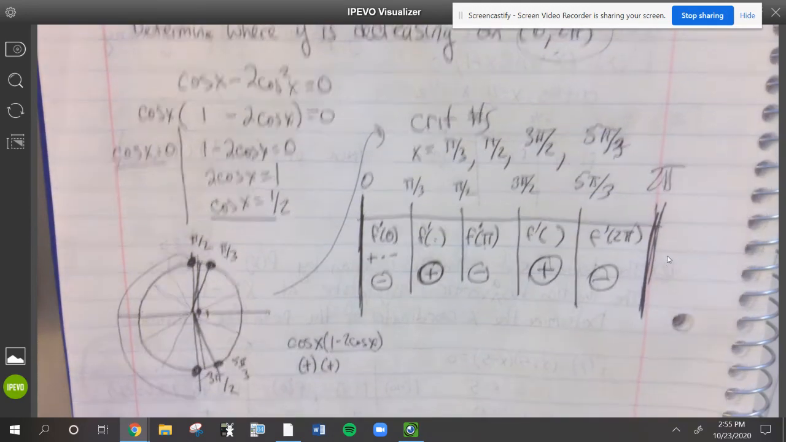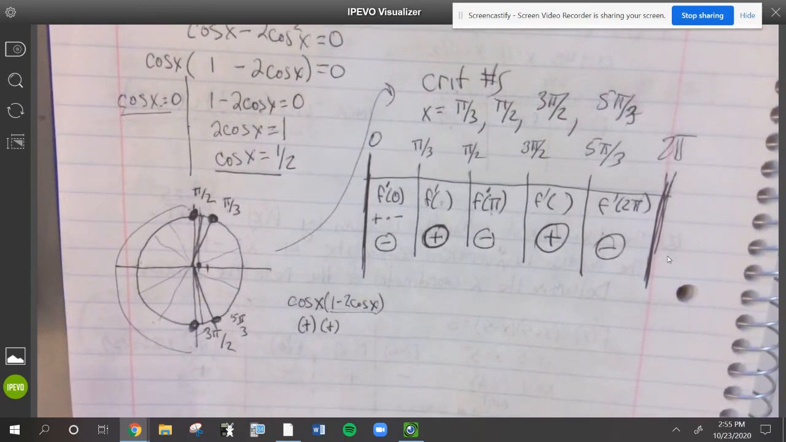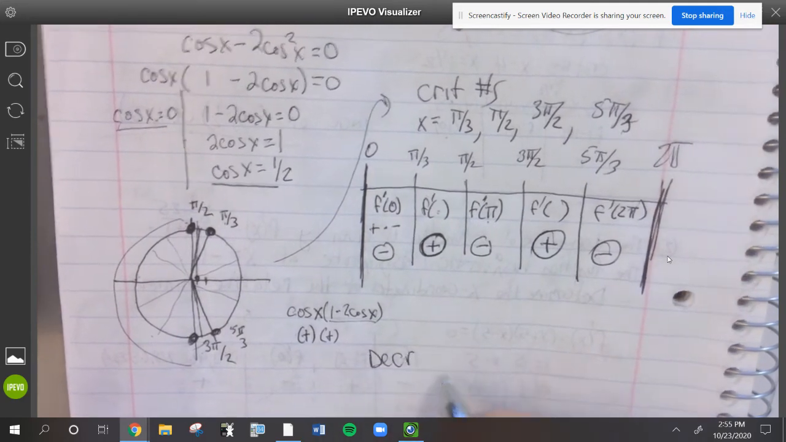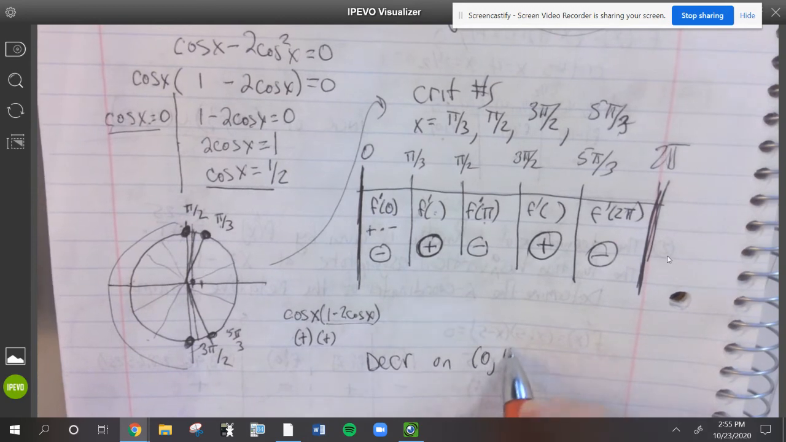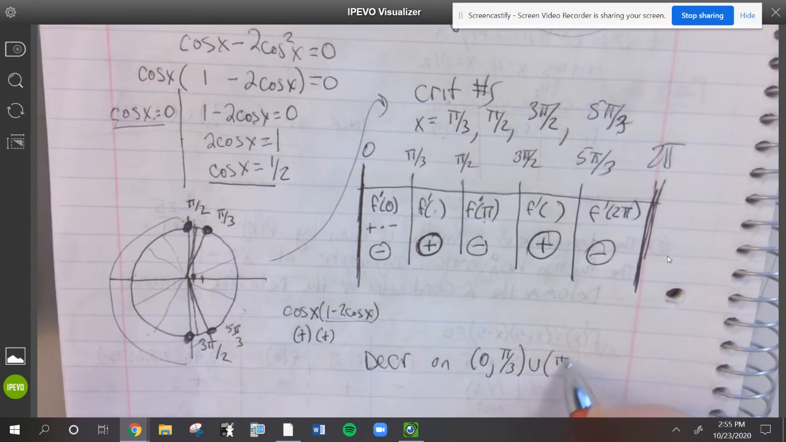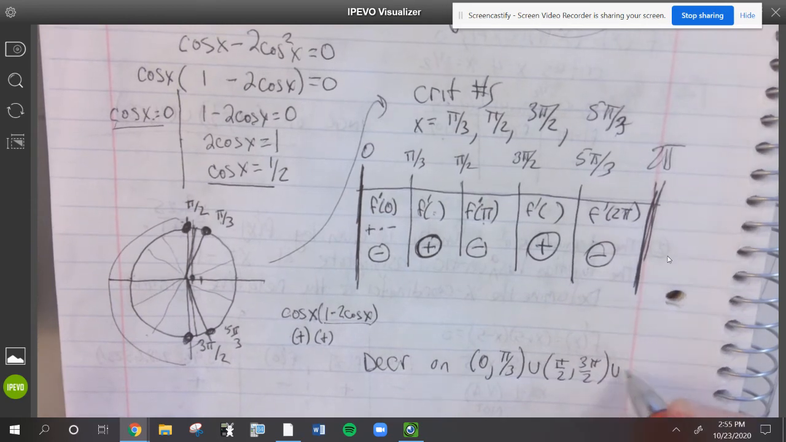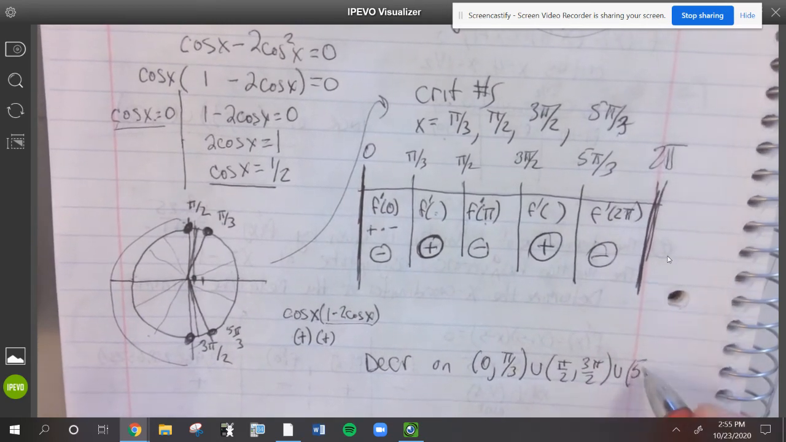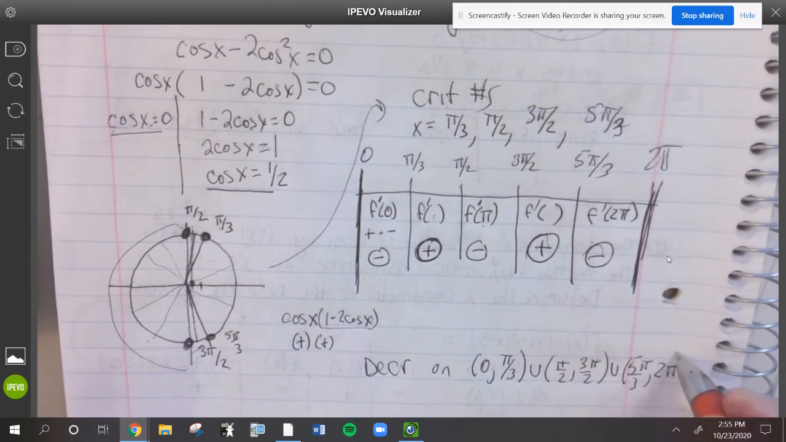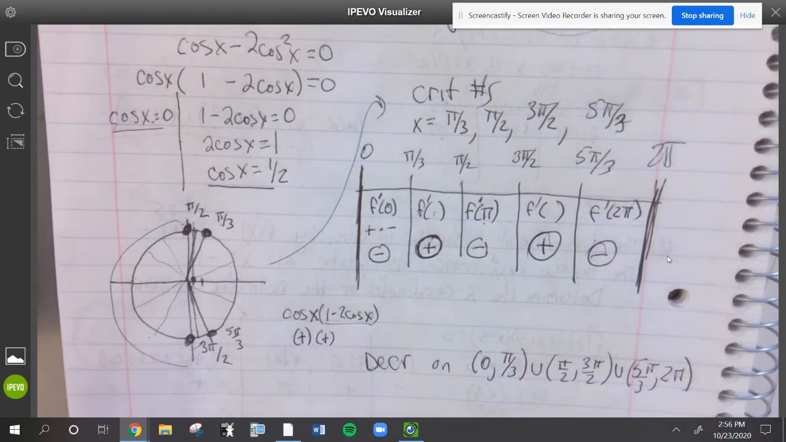So anyhow, we have to answer the question. Where is the function decreasing? Well, that would be wherever the derivative is negative. So it's decreasing on 0 to pi over 3, along with pi over 2 to 3 pi over 2, and also 5 pi over 3, comma 2 pi.